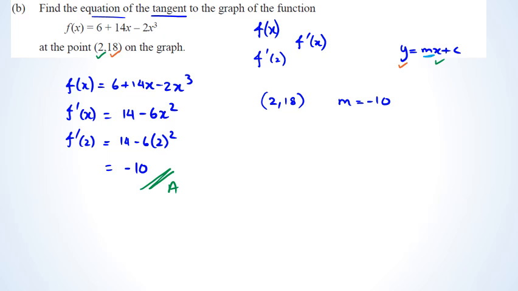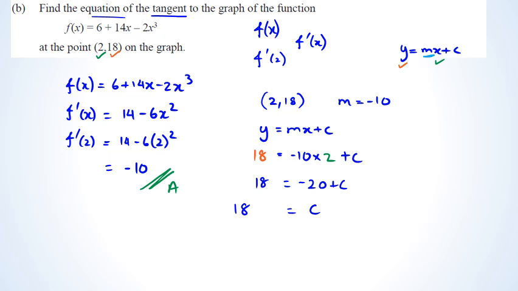So we need to actually write this as an equation to work out what c is. So I'm going to put down y equals mx plus c, and I can see that y is equal to 18 equals m is negative 10 multiplied by x is equal to, what do we got? X is equal to 2, and then plus c. So what I end up with is 18 equals negative 20 plus c. So c is equal to 18 plus 20, which means c is equal to 38.